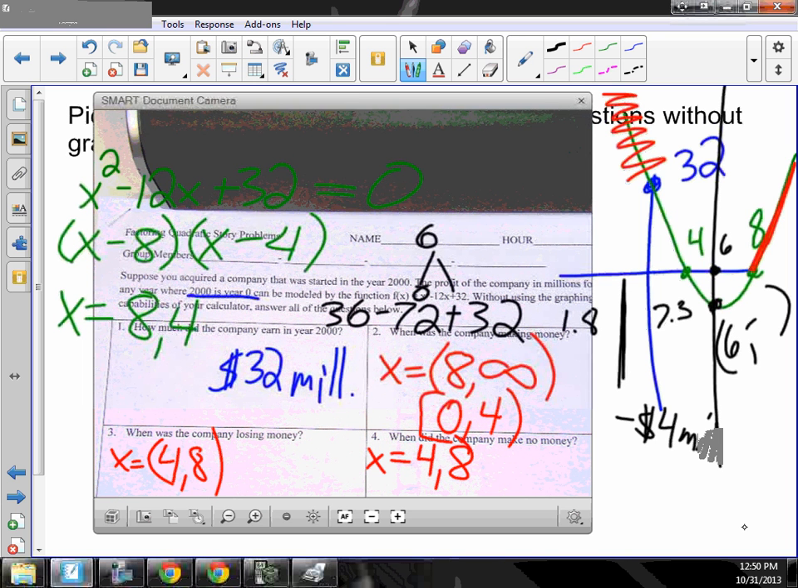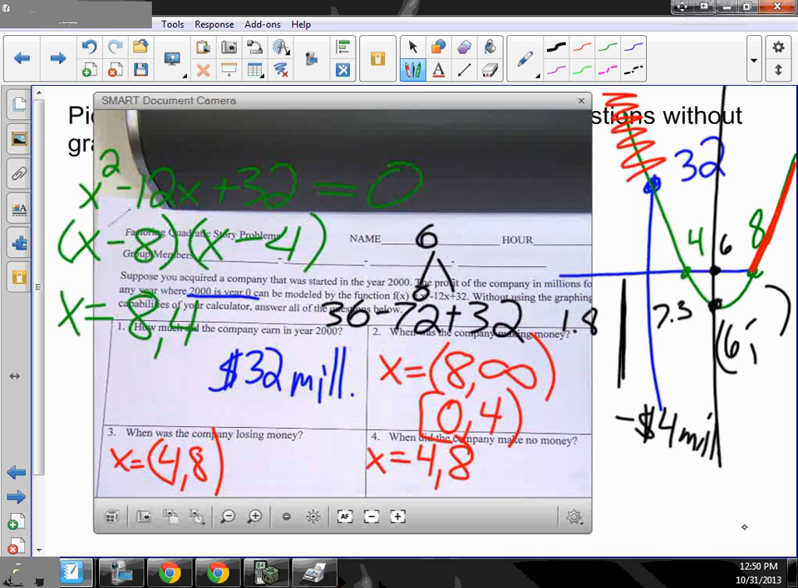Negative 4 million, yeah, is the answer. Okay, number 7. How much will the company make this year, at the end of this year? Plug in 13, because the first, or year 0 was 2000, so now we're in 2013, so plug in 13.